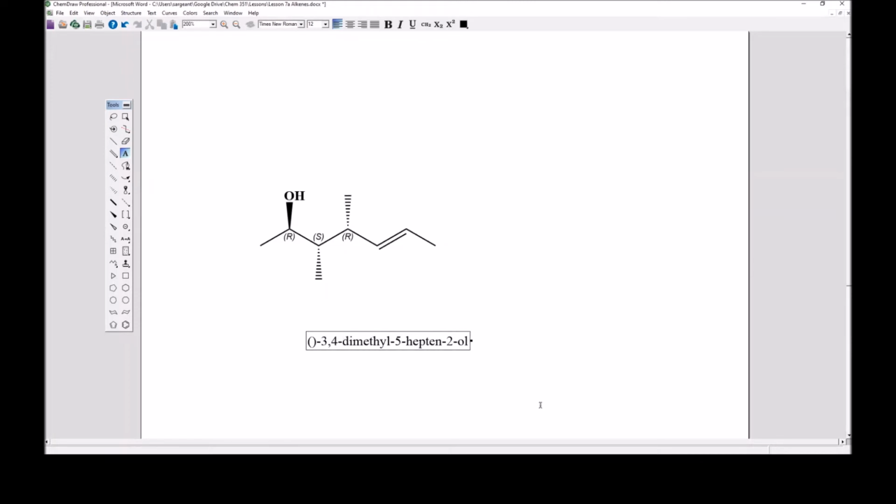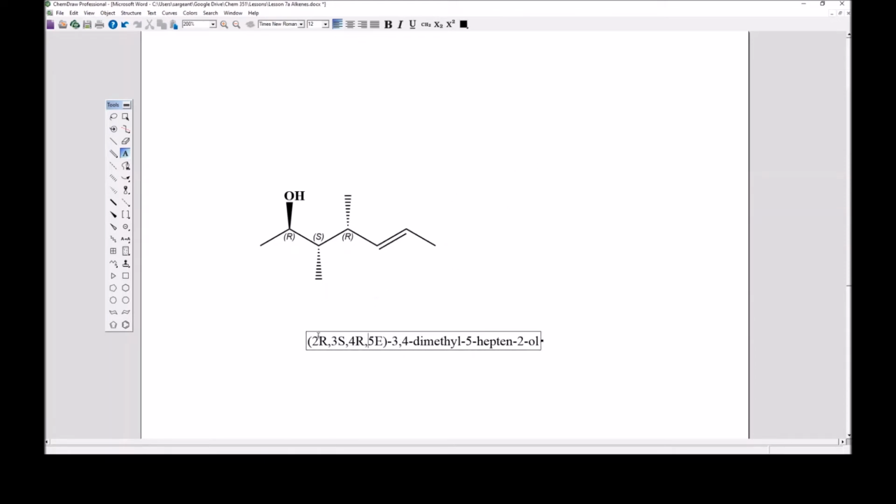I'm going to double check my numbering. This was the number 1 carbon because it's the side closest to the oxygen. That means this carbon is number 2, and that's where my alcohol is. Number 3 and number 4 are my methyl groups. Number 5 is my alkene. 6 is the end of the alkene, and 7 is just a plain old carbon. All right, the alkene is showing up at the 5 position, so it is a 5E. At the 2 position, I have an R. At the 3 position, I have an S. And at the 4 position, I have an R.